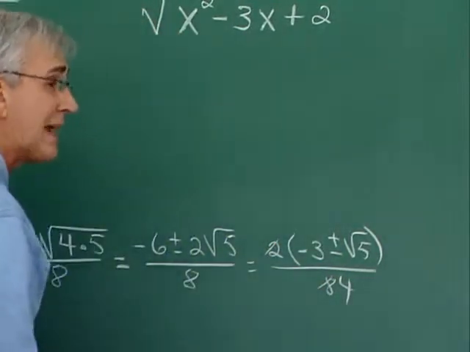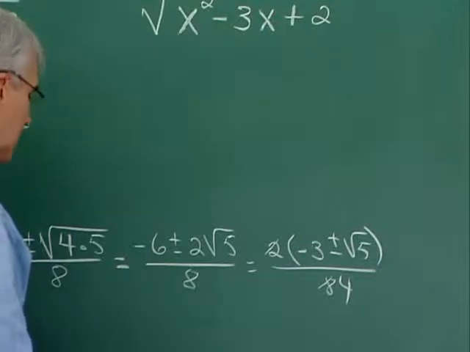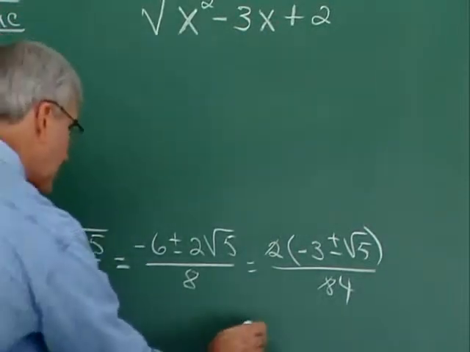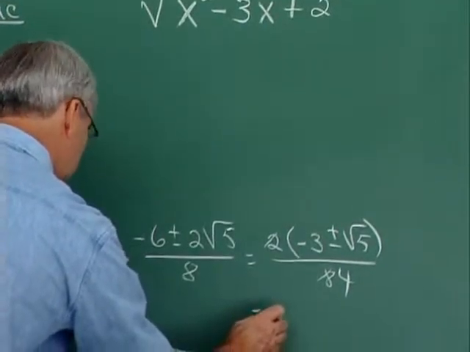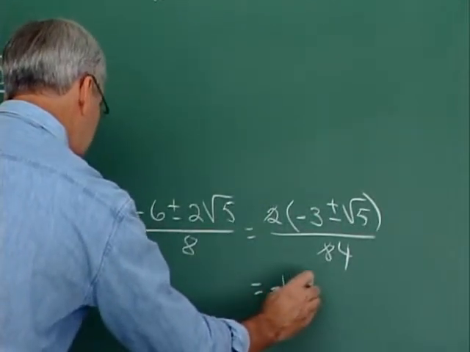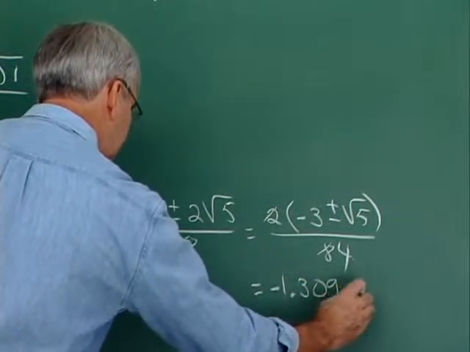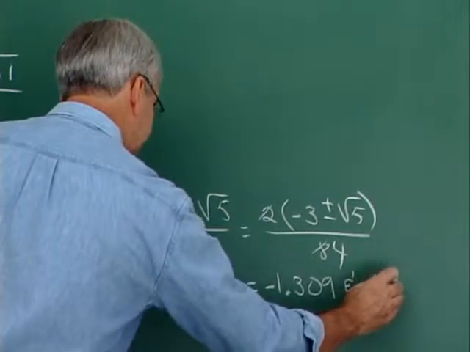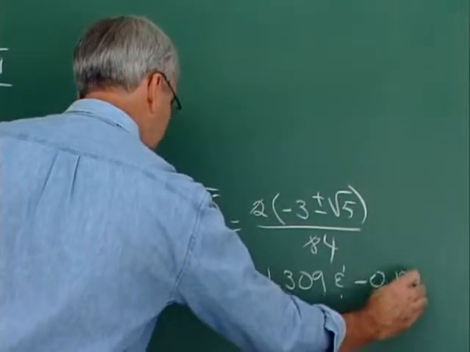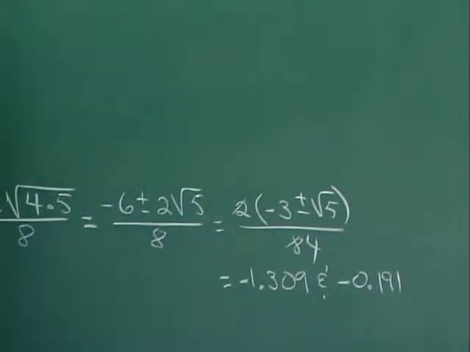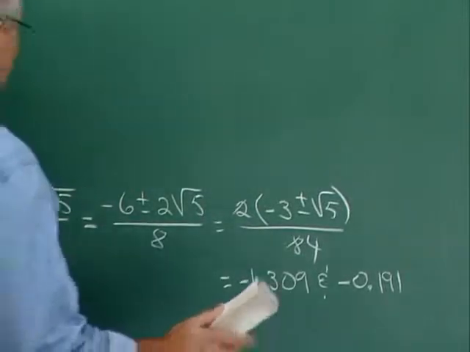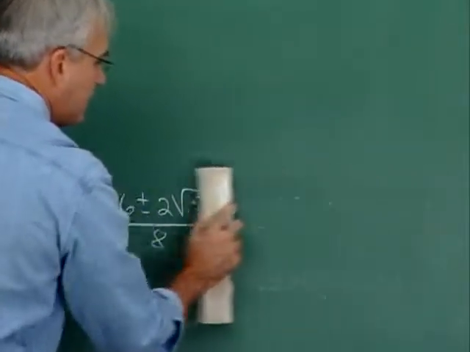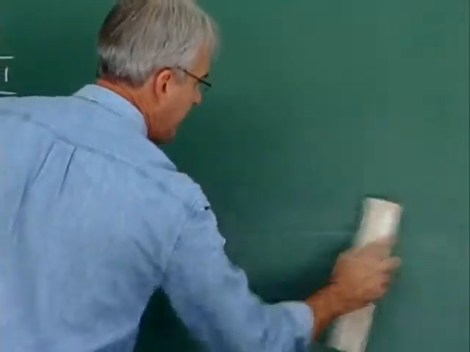And we can approximate that value using a calculator, and I think those approximations turn out to be negative 1.309 and negative 0.191 when you punch the calculator for this. But at any rate, that's the process. All right, let me erase here because I want to come down on this other problem.